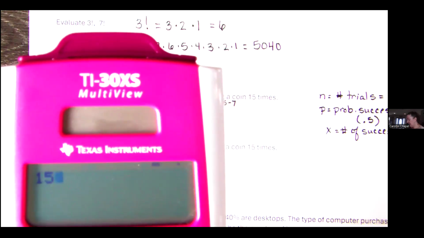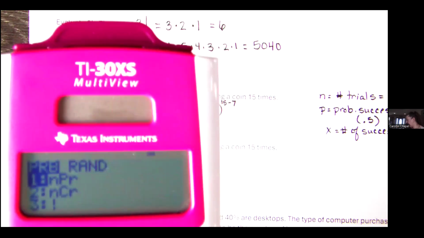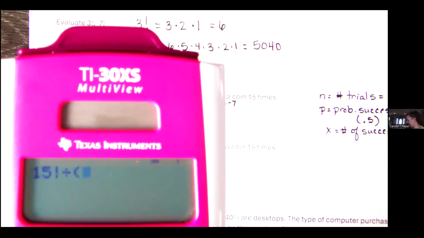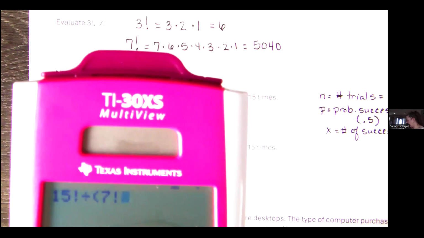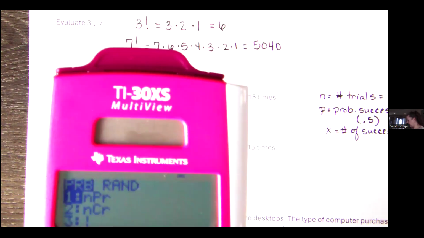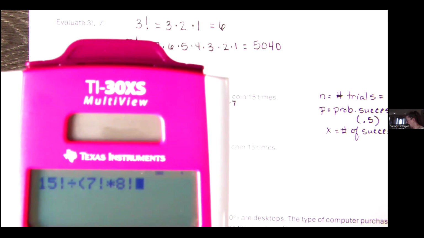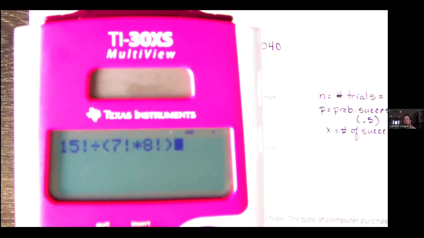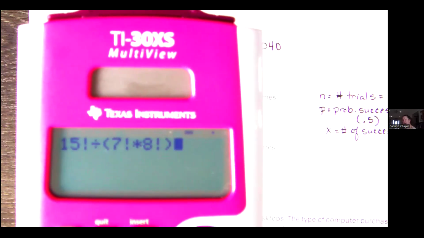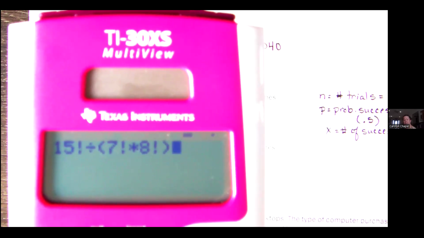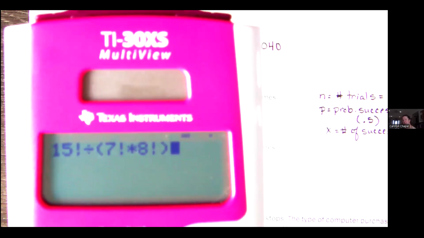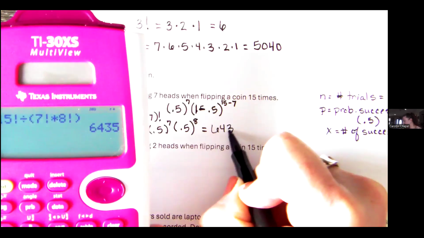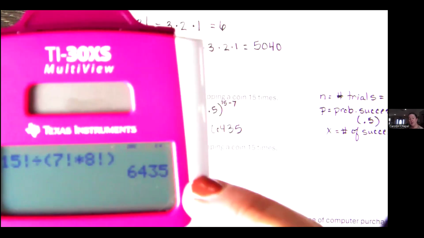So I have my 15 factorial. There's my 15, get my factorial key. And then we're going to divide that by, and then in parentheses, my 7 factorial times my 8 factorial. And I'm going to close that parenthesis off so you can see that. I put parentheses around the bottom to make sure that they both are in that denominator. I'm taking my 15 factorial divided by 7 factorial times 8 factorial. I'm going to hit my enter button, and I get 6435. So I'm going to write that down, but I'm just going to keep it in my calculator though.